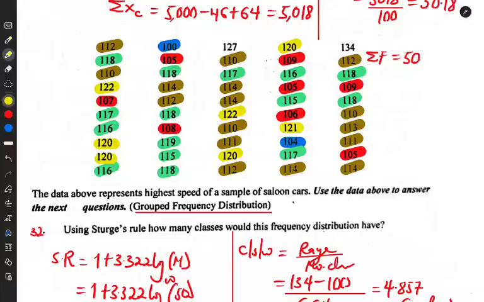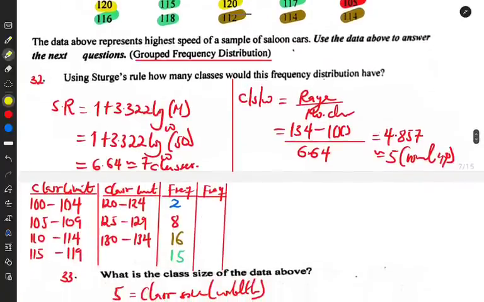So we are going to count them column by column, the yellow ones. So we have 1, 2, 3. Then we have 4, 5, 6, and then 7. So that means in between 120 to 124, the frequency is 7. So let's take note of that, 7.